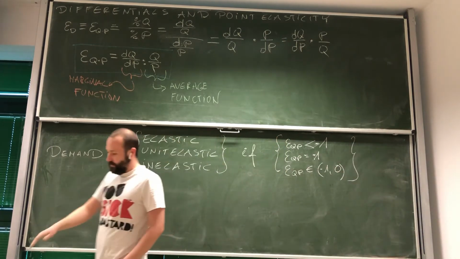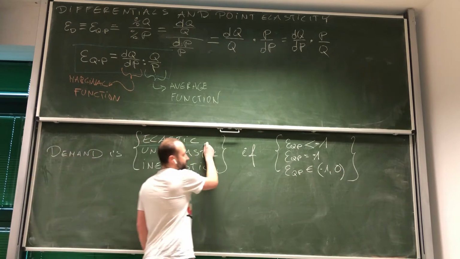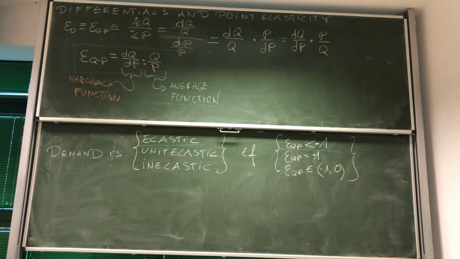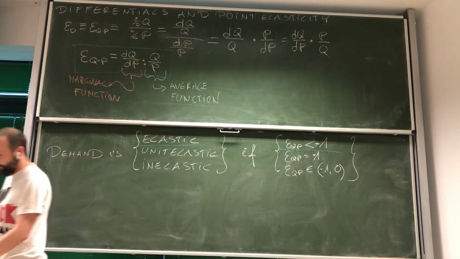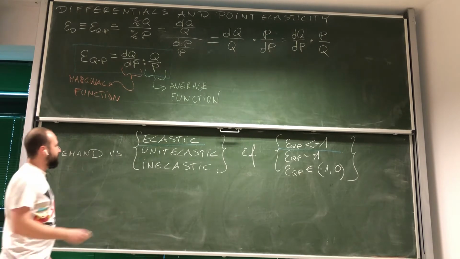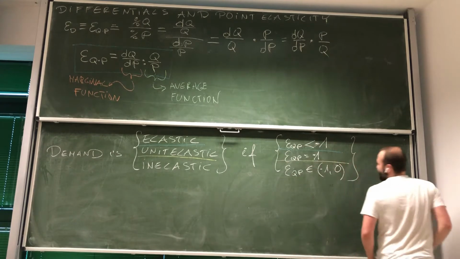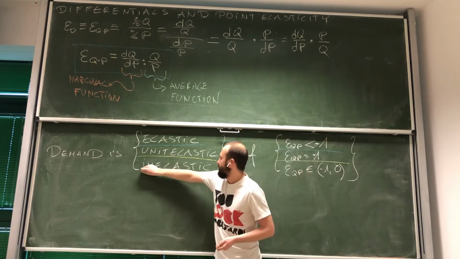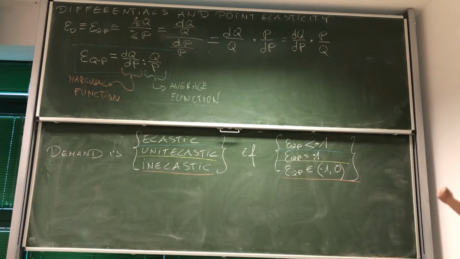And of course, we will call demand elastic if price elasticity of demand is going to be below -1. We're going to call it unit elastic if price elasticity of demand is exactly equal to -1, and we're going to call it inelastic if price elasticity of demand is between -1 and 0.